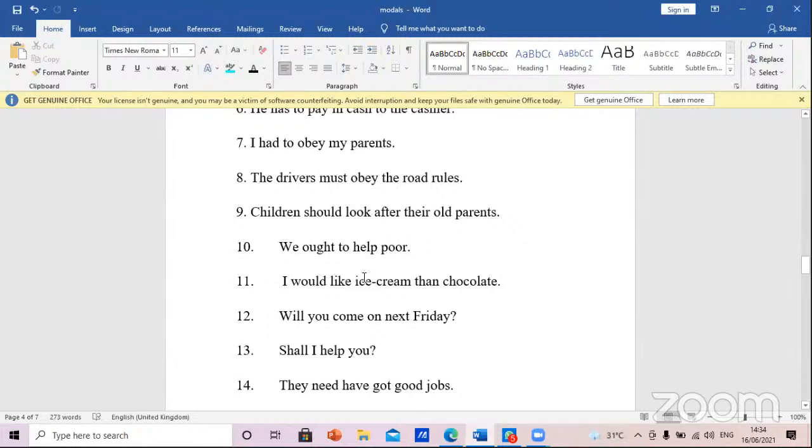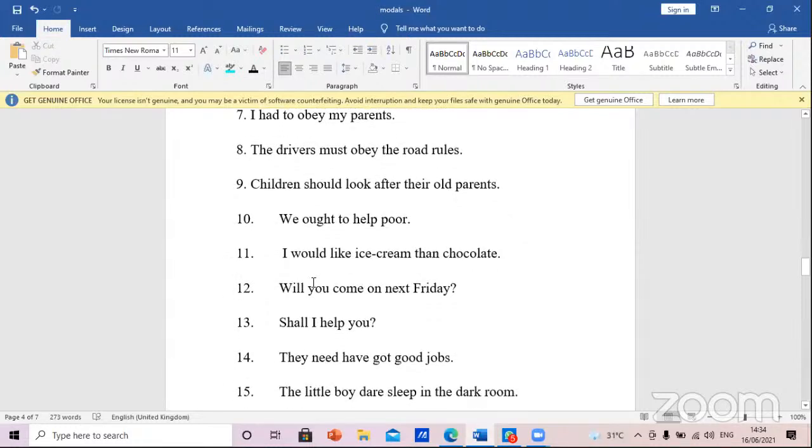I would like ice cream rather than chocolate. So I tell you about my wish. I would like ice cream rather than eating chocolate. So you have to give me ice cream, not chocolate. Right? Will you come on next Friday? We are asking something. Will you marry me, as I told you? Right? We are requesting.